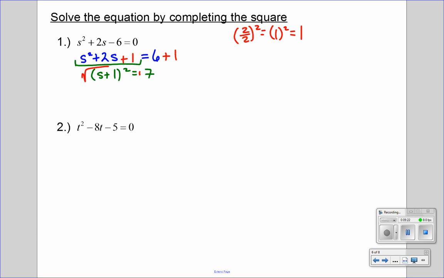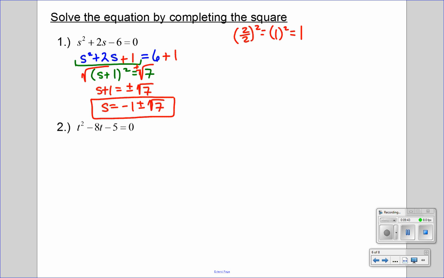Don't forget to put plus minus. So we now have s plus 1 equals plus or minus the square root of 7. s will equal negative 1 plus or minus the square root of 7. So that is completing your square. You find your c value, you add it to both sides, rewrite your perfect square trinomial as the square of a binomial, then square root.